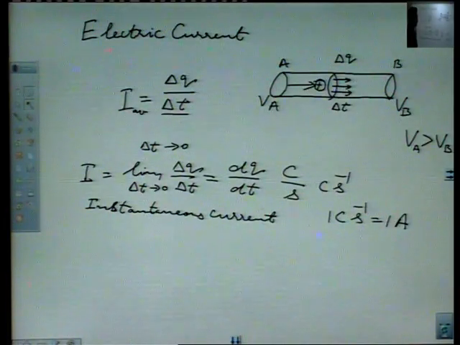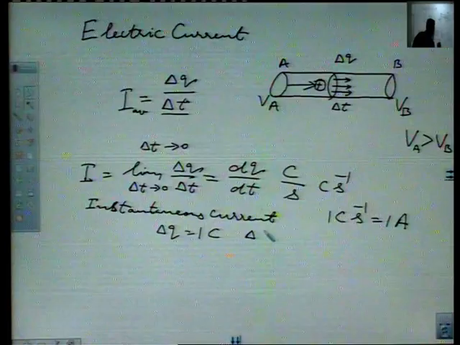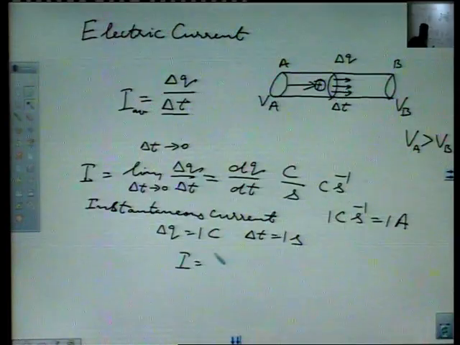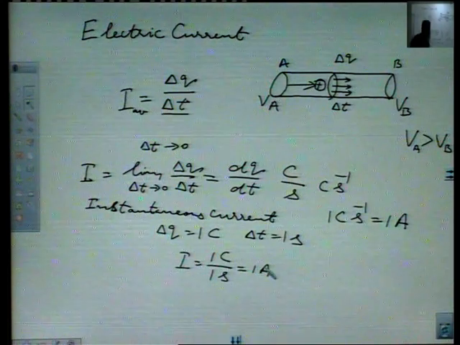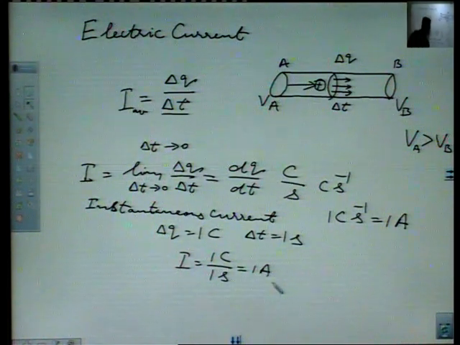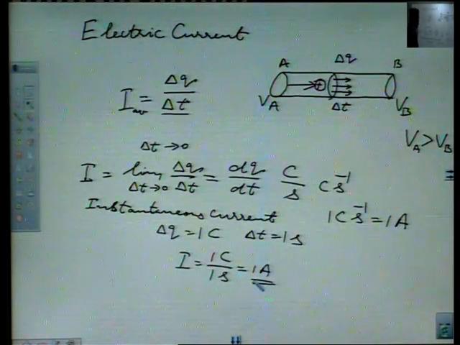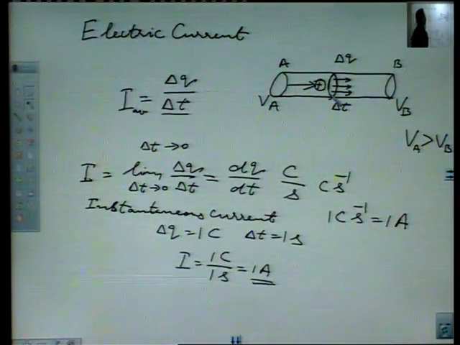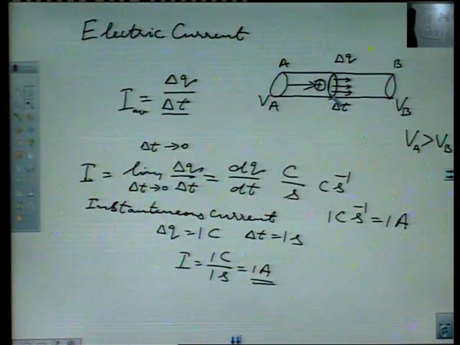Now, how much current is 1 ampere? If delta Q is equal to 1 coulomb, in time delta t is equal to 1 second, then how much will be the current? Current will be 1 coulomb over 1 second, this is equal to 1 ampere. So, the current is said to be 1 ampere if a charge of 1 coulomb passes through the cross section of a conductor in 1 second. So, this is called 1 ampere of a current.